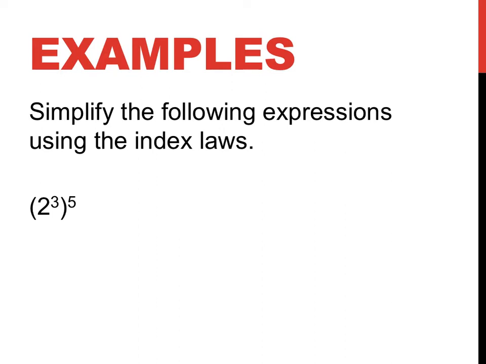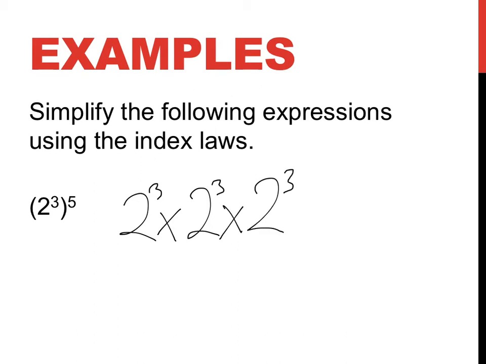Let's look at that other concept that we had, okay? And it's 2 to the power of 3, in brackets, 5. Now I know that brackets mean multiply, so that's saying 2 to the power of 3 times 2 to the power of 3 times 2 to the power of 3 times 2 to the power of 3, that's 1, 2, 3, 4, times 2 to the power of 3.